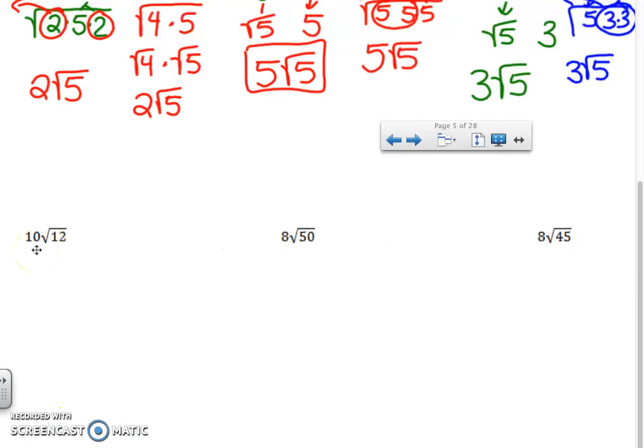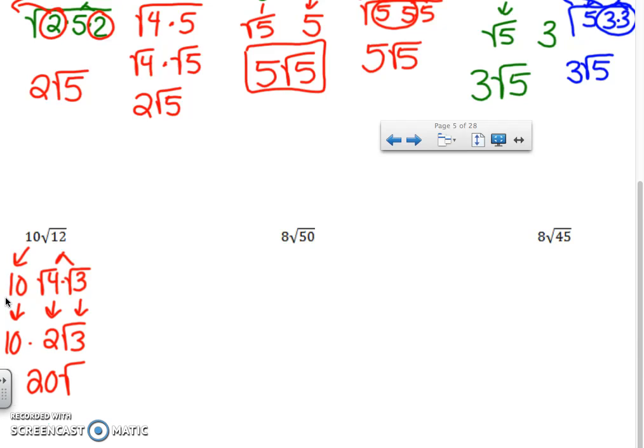So let's look at this one over here first. So I know 12 would be a 4 times a 3. Okay, so 12 is going to be 3 times 4 with roots. Now the square root of 4 is a perfect square, which is 2. But I'm going to go ahead and bring that number from the outside. The square root of 4 is a 2. And then the square root of 3 cannot be simplified. And I'm going to go ahead and bring down that 10. And I'm going to multiply the numbers on the outside. So I would get 20 root 3.